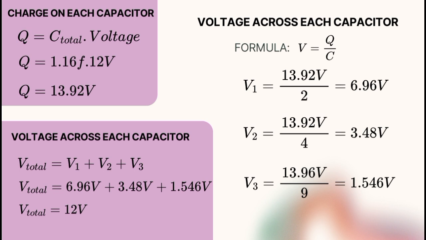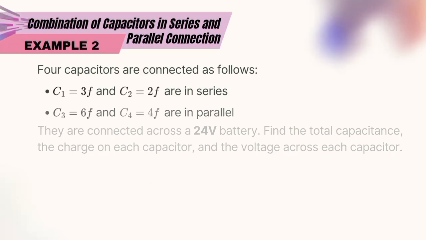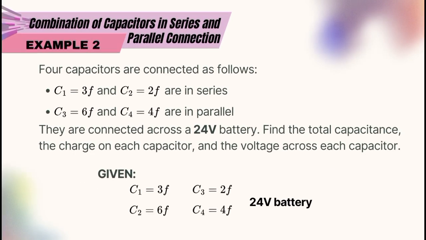For the voltage across each capacitor, we will sum them all up to determine the total voltage. So the total voltage will be 12 volts. Example number 2. Again, capacitors 1 and 2 are in series, and capacitors 3 and 4 are in parallel. They are connected across a 24 volts battery. To sum up, these are the givens.